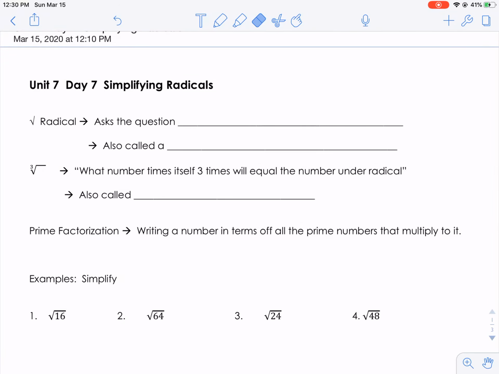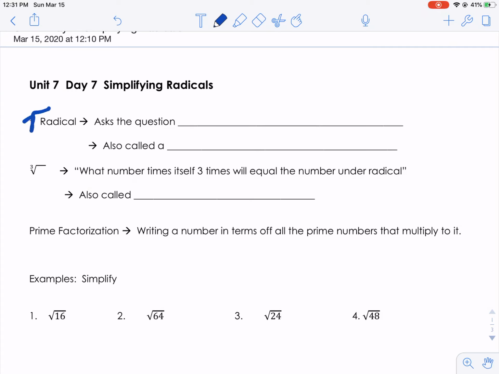This is Unit 7, Day 7. If you're watching this, that means you are stuck at home for a while, and you're going to try to finish Unit 7 via video notes. So today is about simplifying radicals, which is a skill you're going to need for some of the ways that we solve quadratic equations, which is what you've been working on in the beginning of Unit 7.